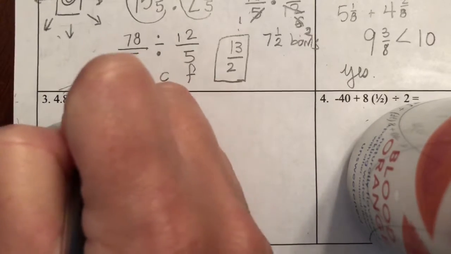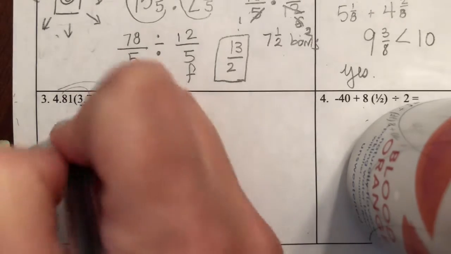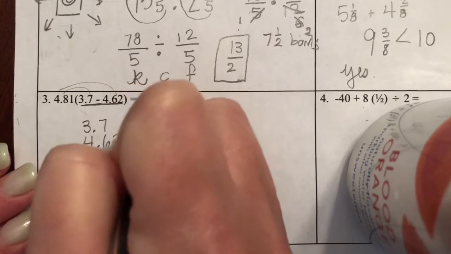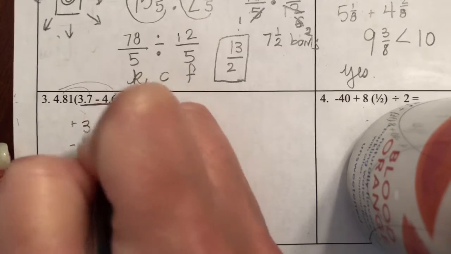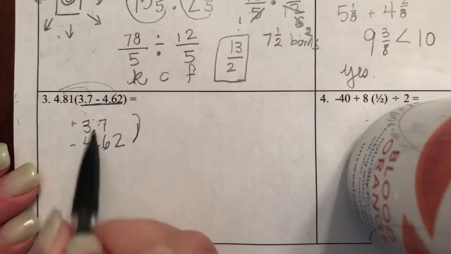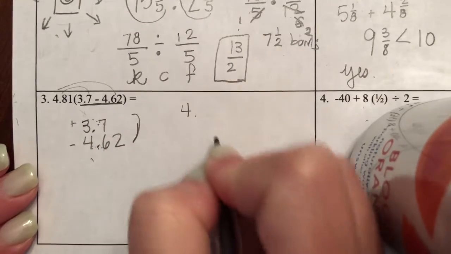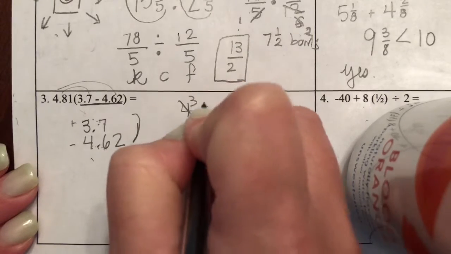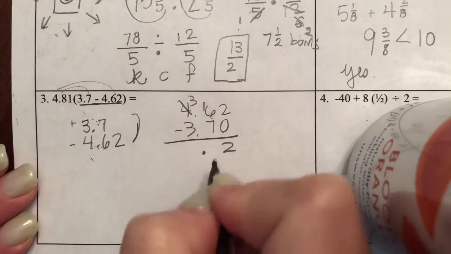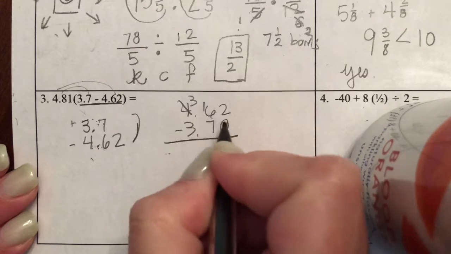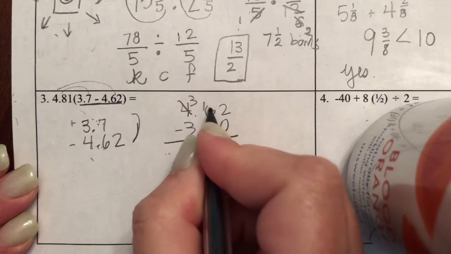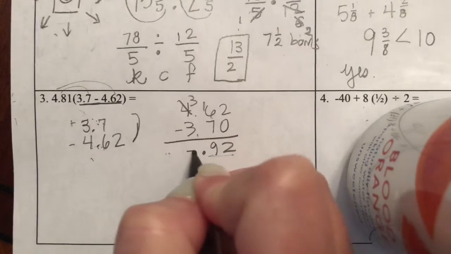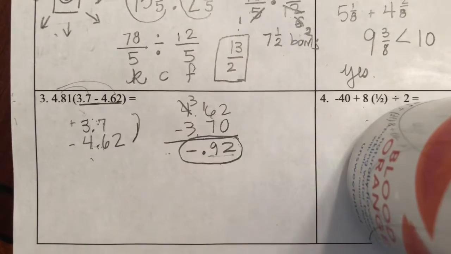So I'm going to start right here on the inside. I'm going to start with the parentheses, and I'm going to subtract 3.7 and I'm going to subtract 4.62. When I look at these two, I have one positive, one negative. So I need to find the difference in these two numbers. So I'm going to move over here, 4.62 subtract 3.7, and I need to remember to borrow correctly. That's going to leave me a value of 92 cents. I'm going to look back over here, and that is a negative 0.92.